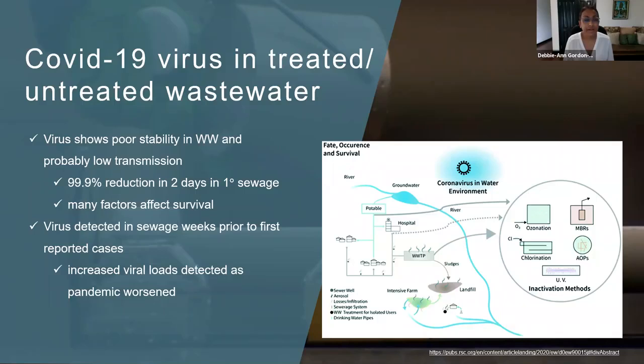So what is happening is that the virus shows poor stability in wastewater and therefore more than likely low transmission potential. And I say that possibly, right? Possibly low transmission, because remember I told you that 3 studies did find live virus. Survival of the virus depends on a number of factors, including temperature, the presence of organic matter and solids, and the types of microorganisms that are present. But some studies showed a 99.9% reduction of the viral loads within 2 days in primary sewage.